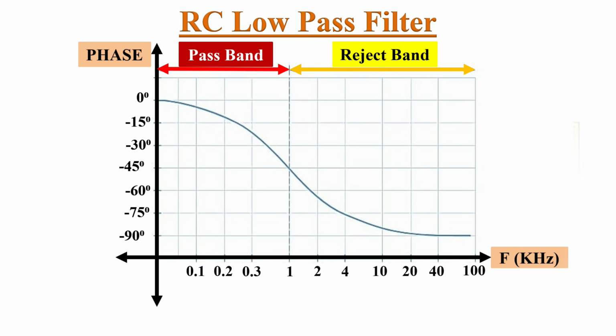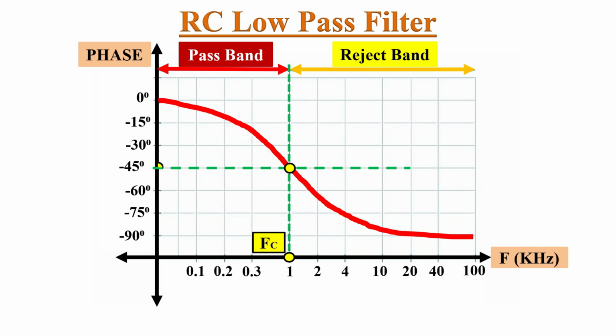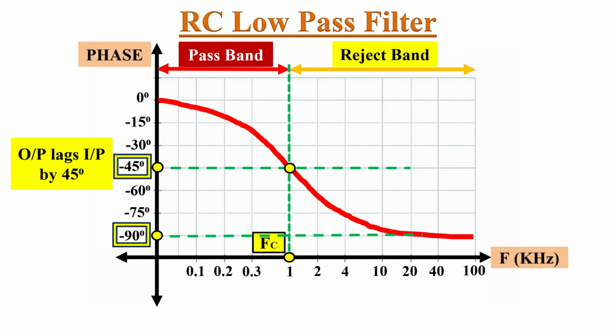Now if we plot the phase versus frequency curve, it will look like this. At 0 frequency, the input and output phase difference will be 0. At cutoff frequency, the phase difference between input and output will be minus 45 degrees. That means the output signal lags the input signal by 45 degrees. As the input frequency increases beyond the cutoff frequency, the phase difference will also increase to minus 90 degrees. This is how the frequency and phase response look for low pass filters.